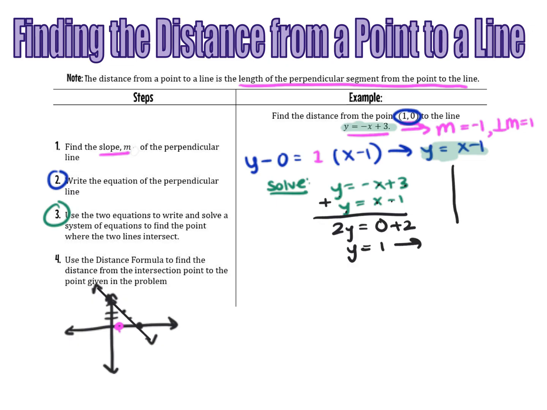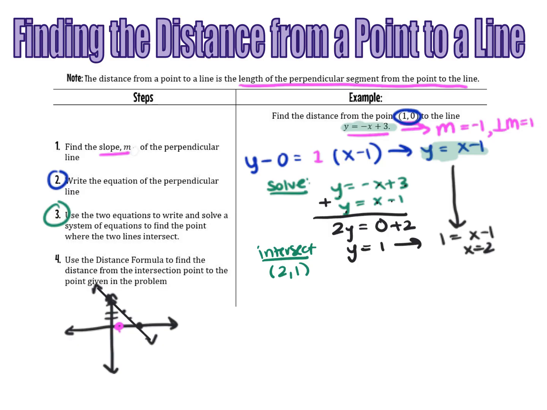If y is equal to 1, then I can say 1 equals x minus 1 to solve for x. So x is going to be 2. So the point that they intersect at, I'm going to write intersection. The point that they intersect at is the point (2, 1).